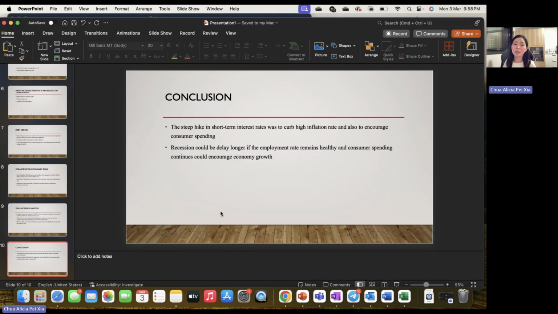So the conclusion would be that the steep hike in short-term interest rates was to curb high inflation rates and also to encourage consumer spending. A recession could be delayed longer if the employment rate remains healthy and consumer spending continues to encourage economic growth. So a recession could or could not happen.